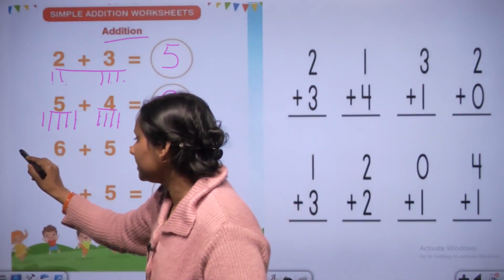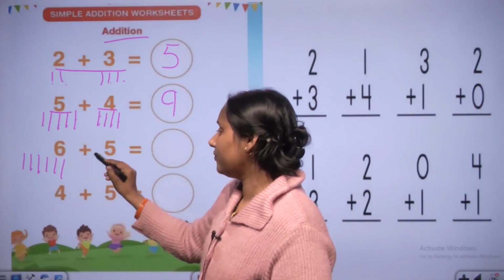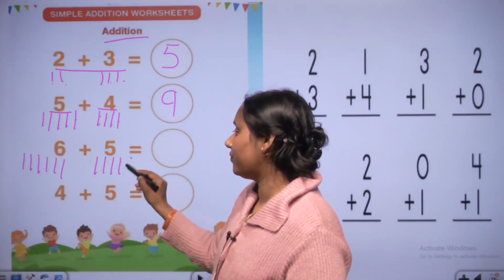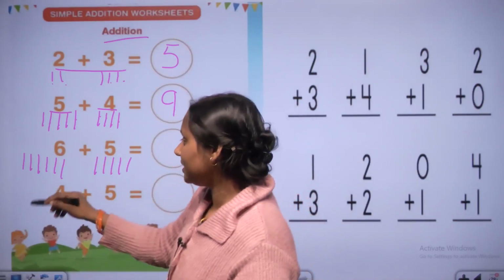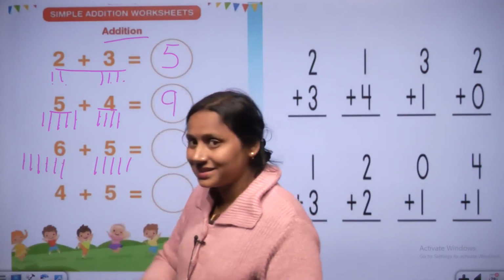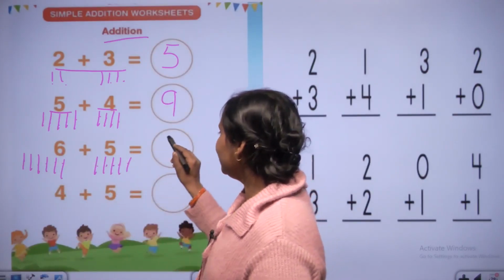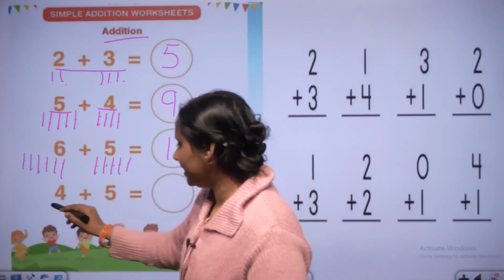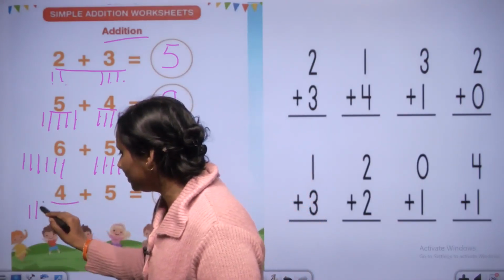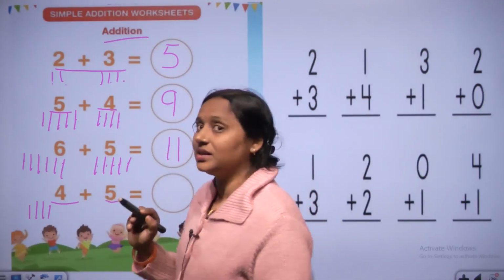This one is 6. Draw 6 sticks. 1, 2, 3, 4, 5, 6. Then 5. 1, 2, 3, 4, 5. What number do we get? Start counting the sticks. 1, 2, 3, 4, 5, 6, then 7, 8, 9, 10, 11. Yes, 11 here. Then 4. 1, 2, 3, 4.